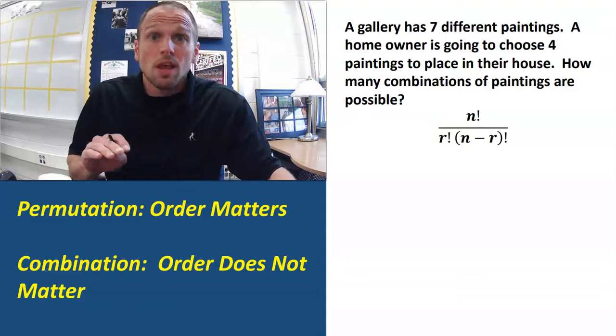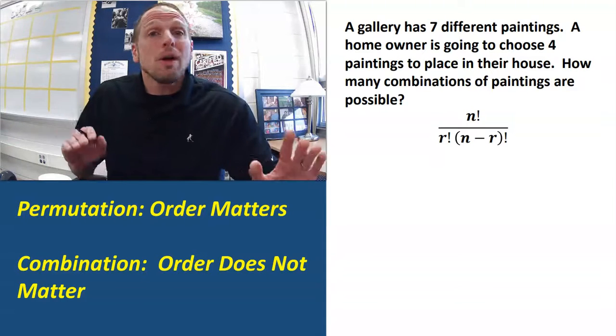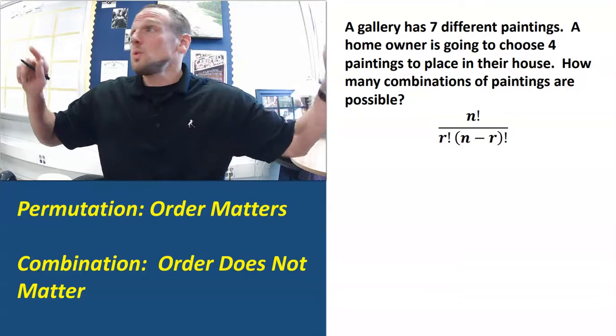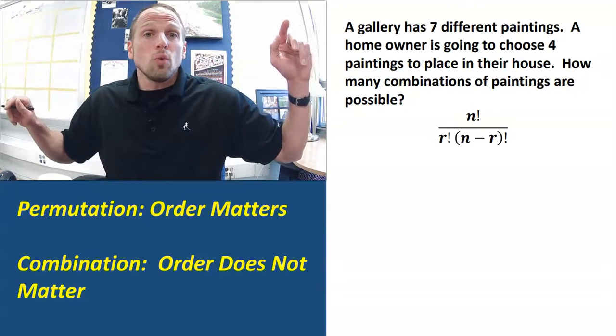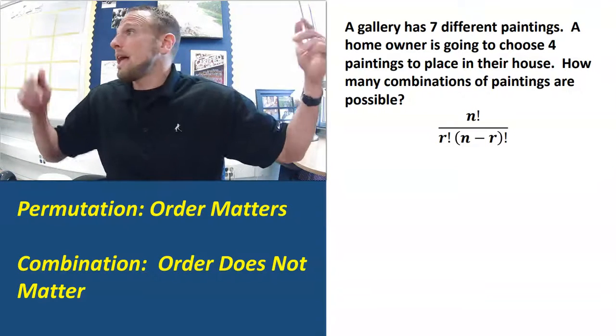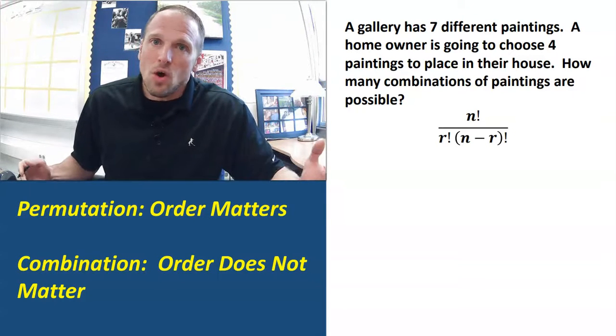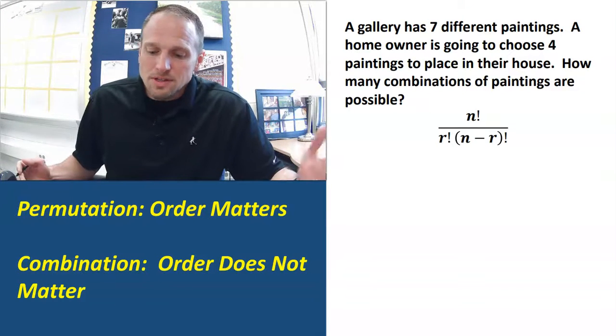Now I've got a question. If they're picking paintings to buy, does it matter which one they say, I want this one, and this one, and this one, or they do it in a different order, but they choose the same ones? Order doesn't matter when you're selecting them to take home. So this is a combination.